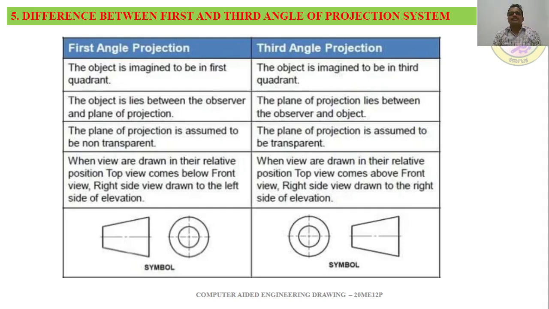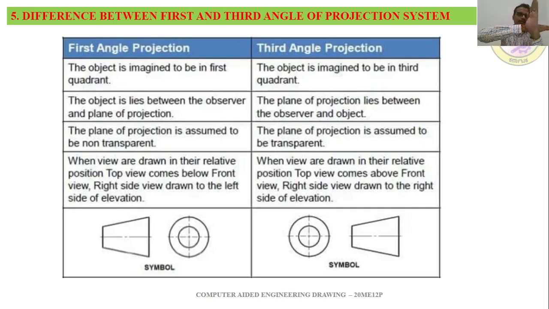The second difference: the object lies between the observer and the plane of projection. So in first angle, the object lies between the plane of projection and observer, but in case of third angle projection ಅಲ್ಲಿ ಏನಾಗುತ್ತೆ, the plane of projection lies between the object and the observer. The plane of projection is assumed to be non-transparent in first angle, but in case of third angle, the plane of projection is assumed to be transparent. ಏನಕ್ಕೆ assumed to be transparent?